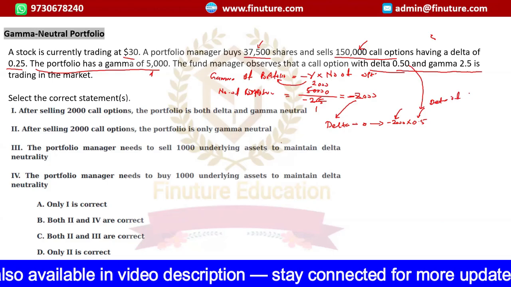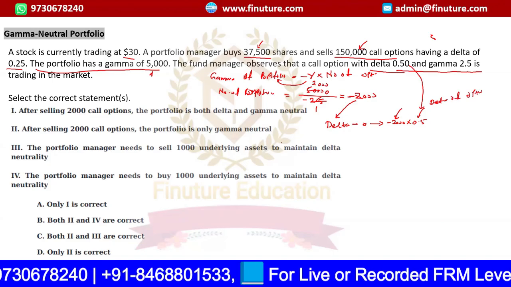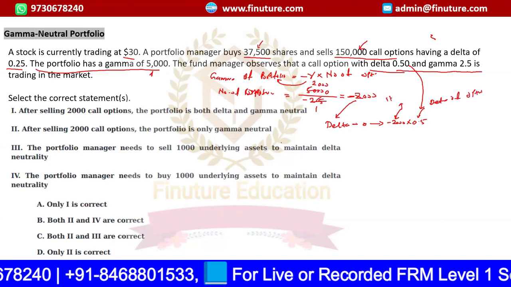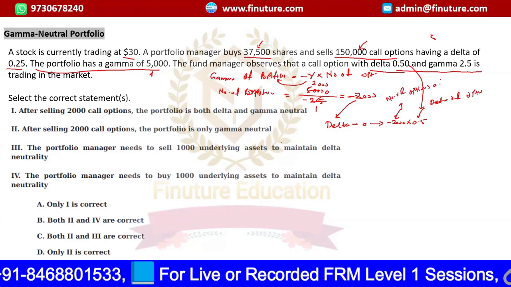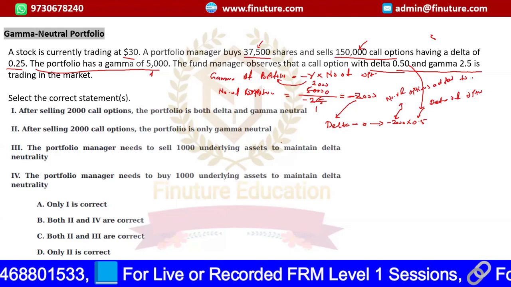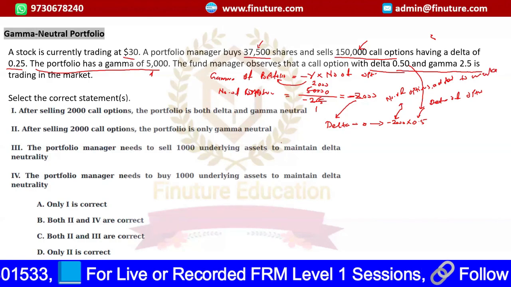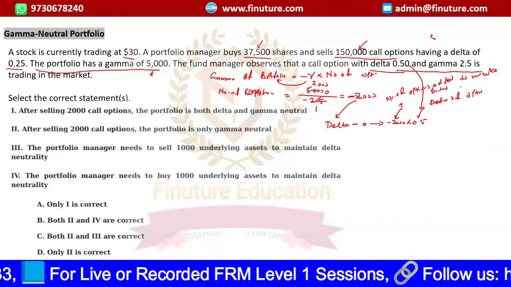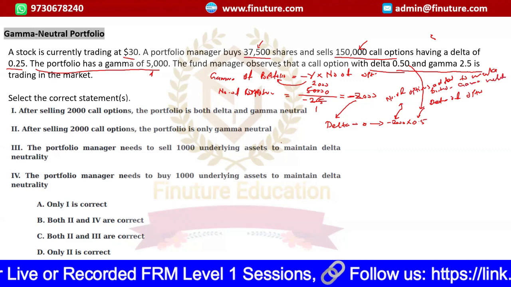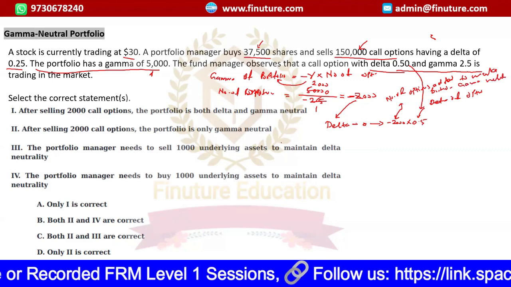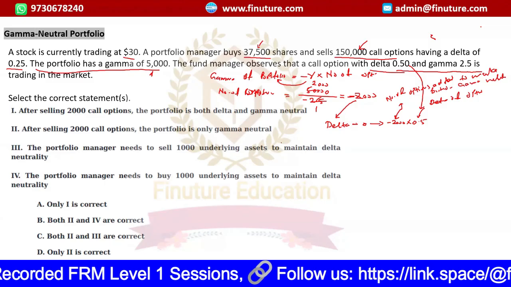Okay, yeah, I understand. This is the delta of the option, and this is the number of options added to make the position gamma neutral. Agree? Yeah. So the new delta is minus 1,000 now.